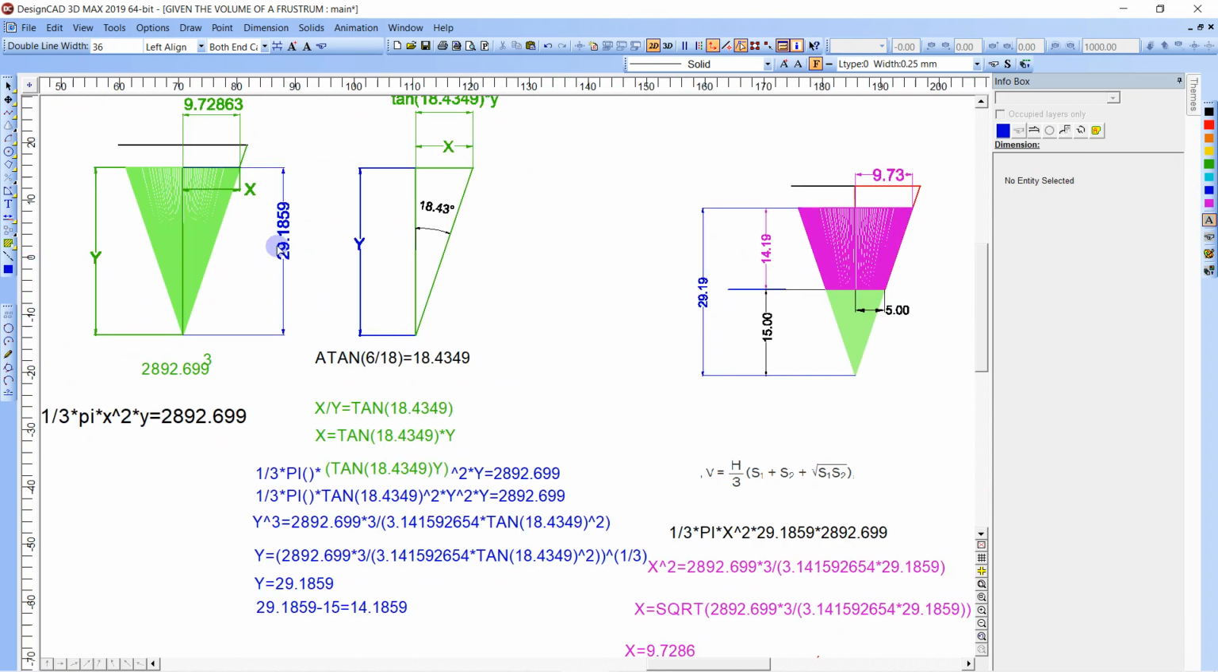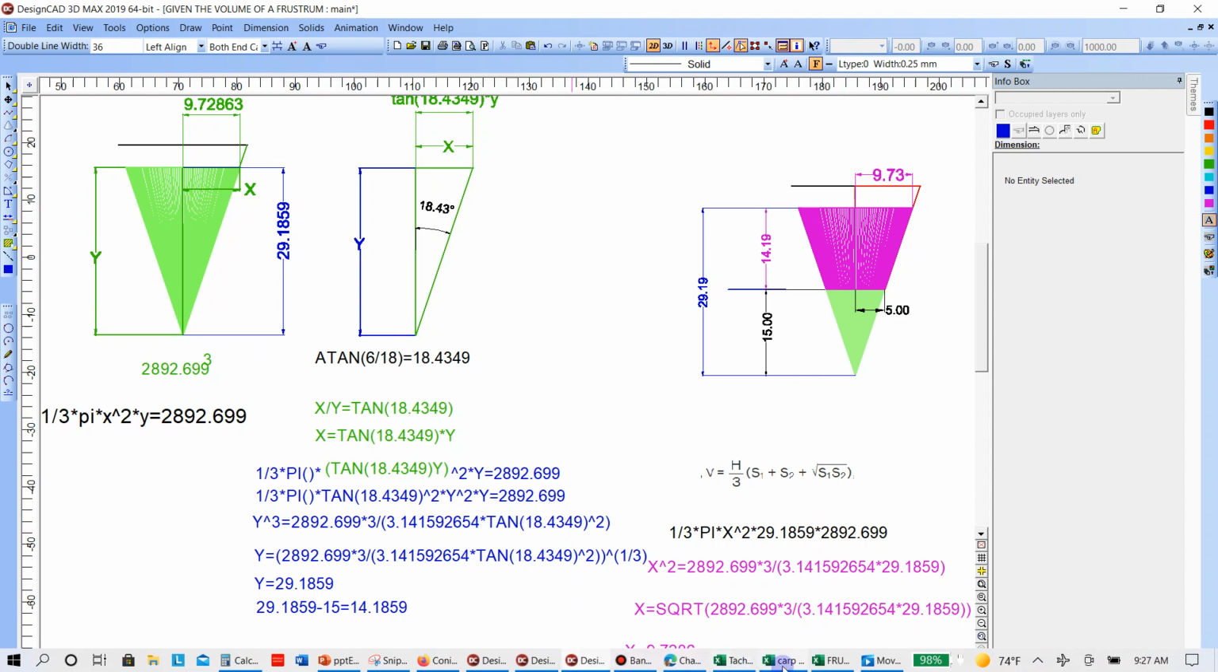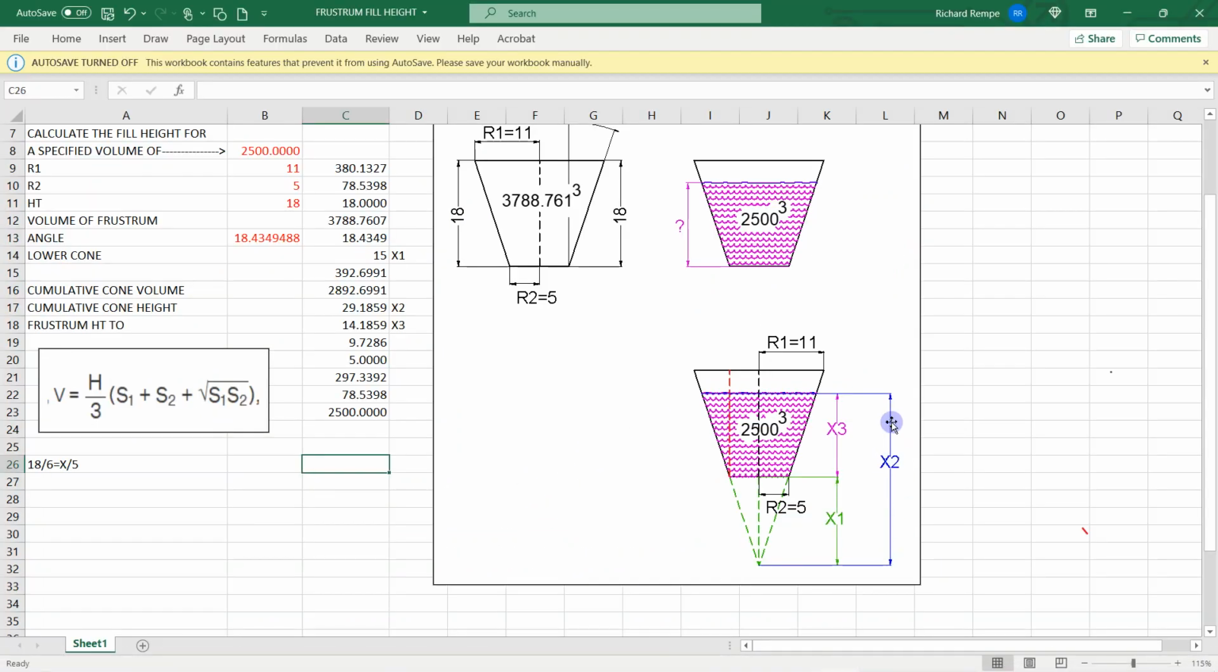Now that we have that, let's go back to the Excel. We have this and we have this, so x2 is 29 minus the one we already know, which is 15. So that's the formula for that. This is C17, the x2, minus C14, which is 15. So this minus the 15 will leave us with x3.